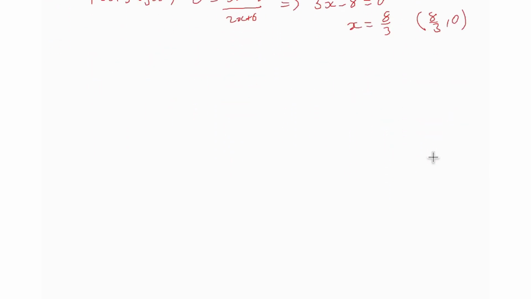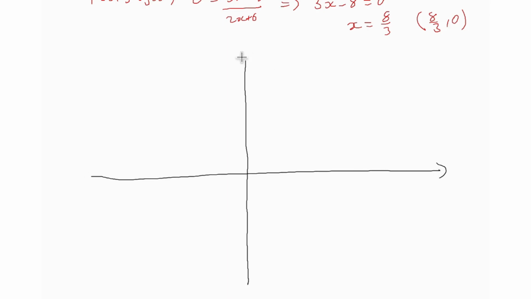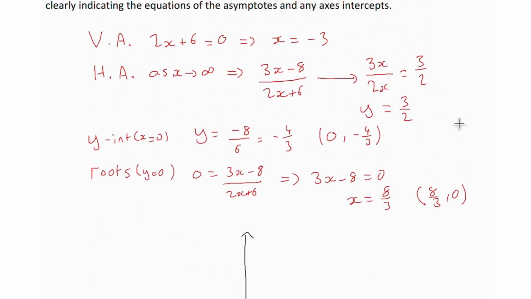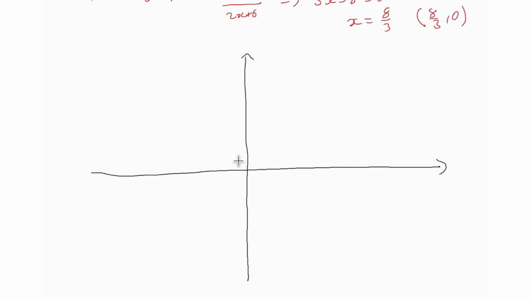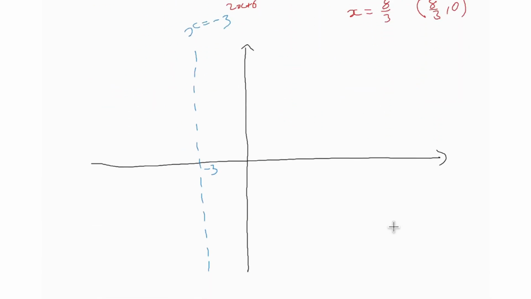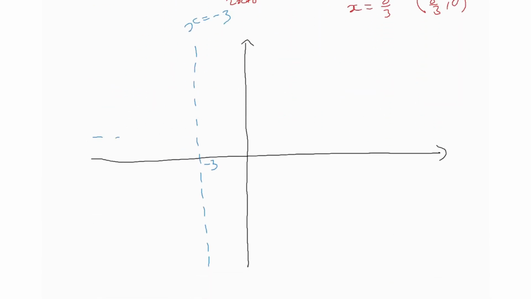Now that we've got all that information, we can actually sketch this graph. Start by putting in our axes. And then the next thing is to plot our asymptotes. So our vertical asymptote was x equals -3. That's going to come up somewhere around about here. Our horizontal asymptote was at 3 over 2, so y equals 3 over 2. Going to come somewhere through here.